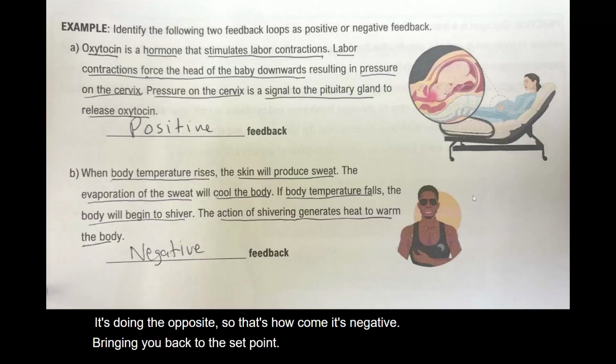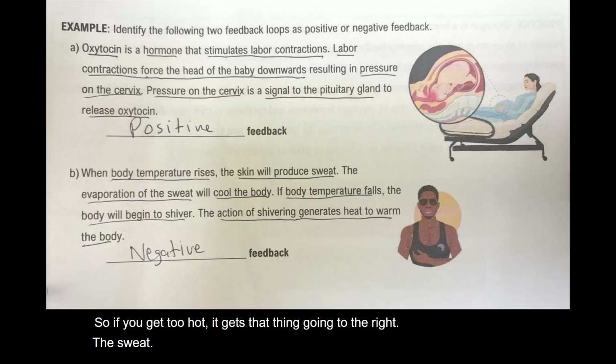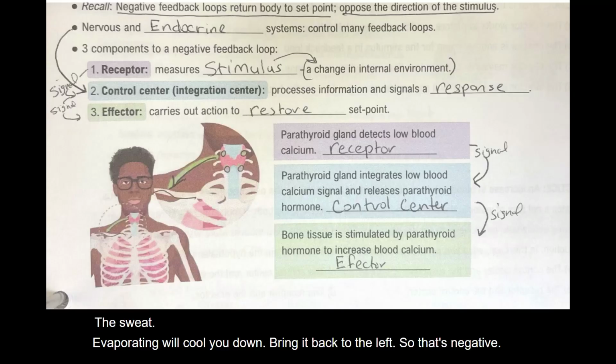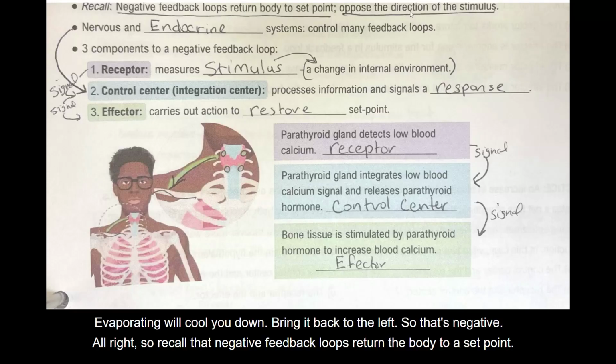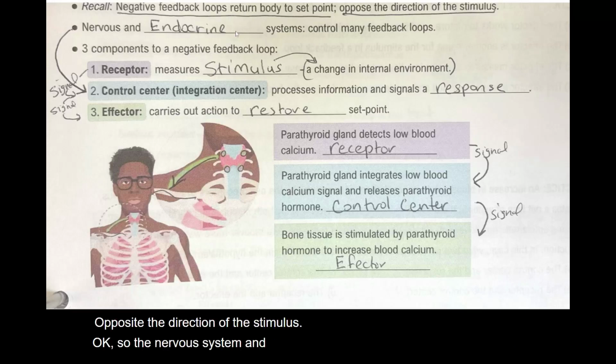So if you get too hot, it gets that thing going to the right. The sweat evaporating will cool you down and bring it back to the left. So that's negative. All right. So recall that negative feedback loops return the body to a set point, opposite the direction of the stimulus. Okay, so the nervous system and the endocrine system control many feedback loops.